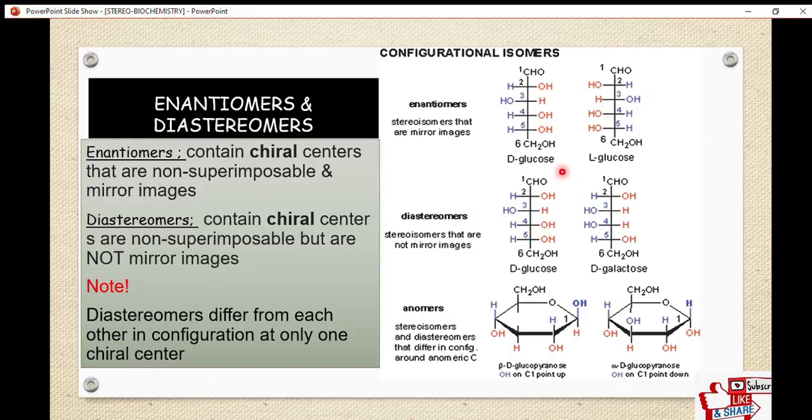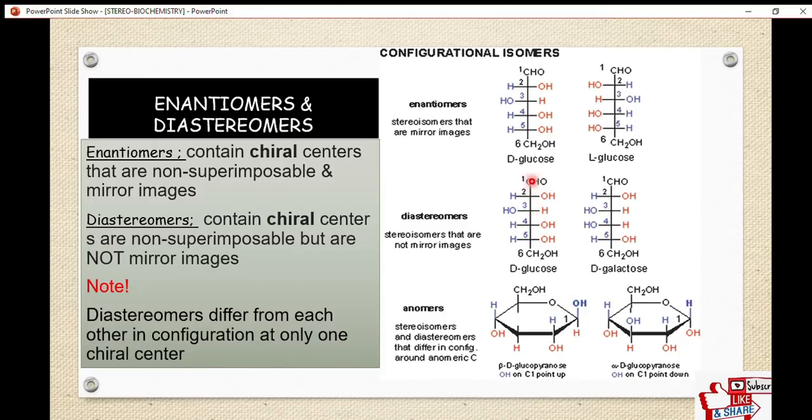So for instance, let's check here. We have one OH here, which was supposed to be where the hydrogen is if it was a mirror image. Since we have an OH here and a hydrogen here, it's not a mirror image, so it can't be an enantiomer. And one note that you have to take in order to identify a diastereomer is this: diastereomers differ from each other in configuration at only one chiral center. Only one chiral center.